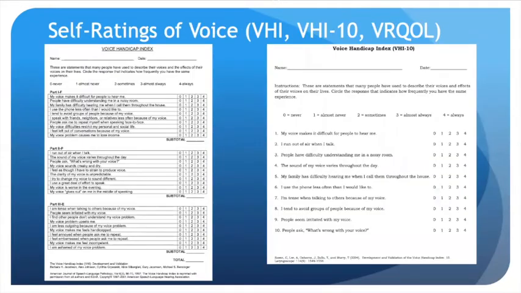So here is the VHI, and here's the VHI-10. Here are the functional, physical, and emotional subcomponents, and there are functional, physical, and emotional questions in the VHI-10 as well. If you are short on time, maybe the VHI-10 would be a good one to use.